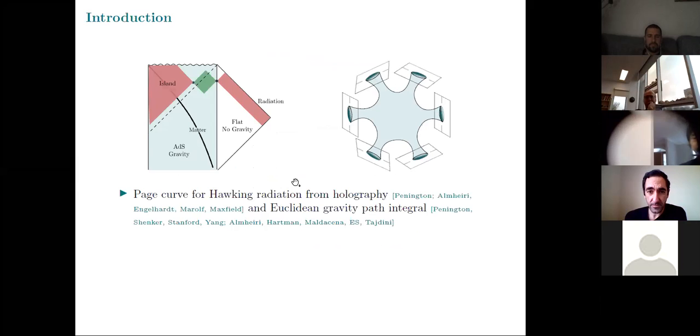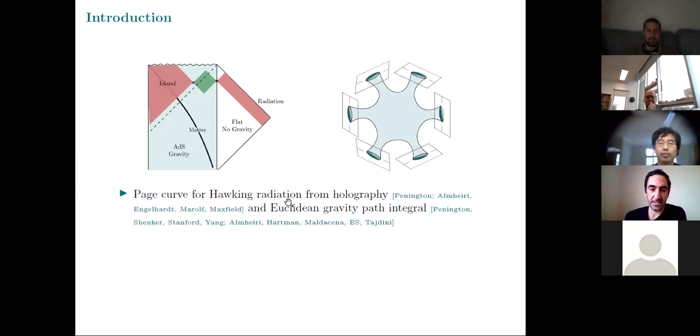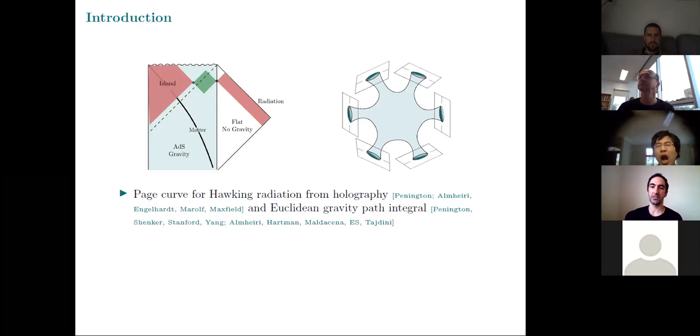The very quick summary is that last year, there was a lot of work about deriving the Page curve for Hawking radiation in black hole spacetime. You could roughly think about it as derived from two perspectives. First, there are these fantastic papers, which in some sense used holography to derive the Page curve. And then there are these papers later in the year, which took the perspective of the Euclidean gravity path integral.